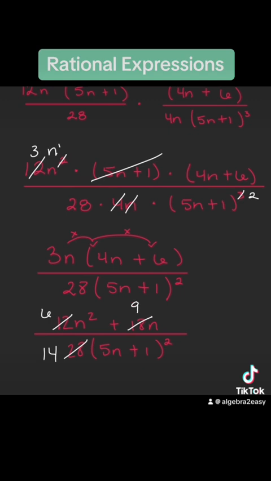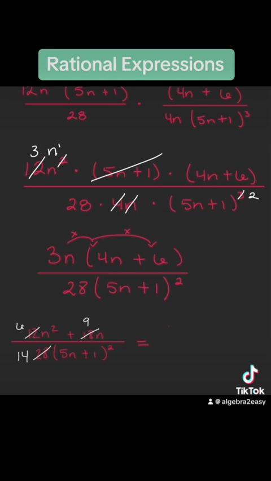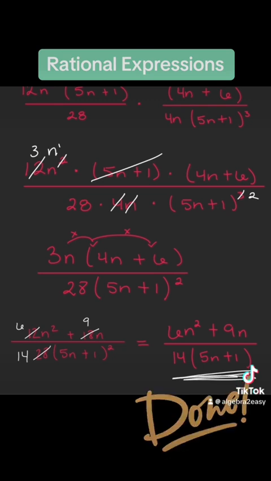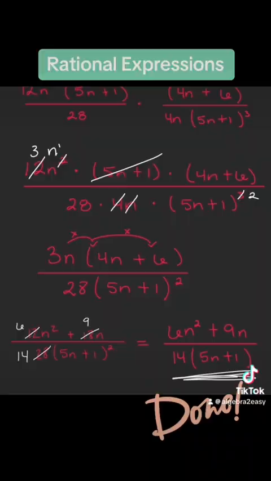So my final answer here is going to be 6n squared plus 9n all over 14 times 5n plus 1. And there's our final answer. Check back later for more problems.